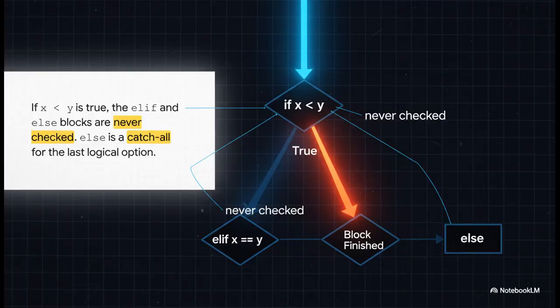It's so much cleaner. If x is less than y, it prints the message. And then it just stops. The whole block is done. It completely ignores the elif and else.